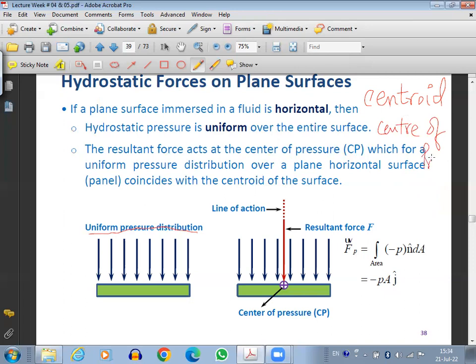Center of pressure. Centroid is the geometric center. Center of pressure is the point where the pressure of the fluid is acting on the surface. If it is a horizontal surface, then the centroid of the plane and the center of pressure, where the fluid pressure is going to be acting, both will be the same. Is this point clear?